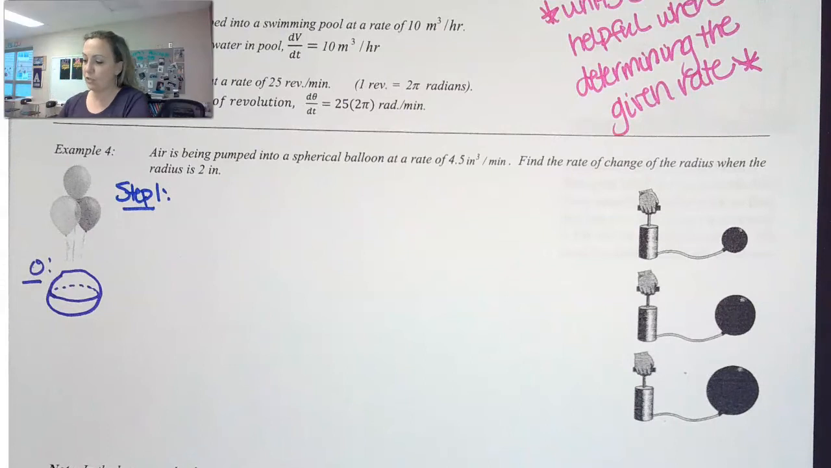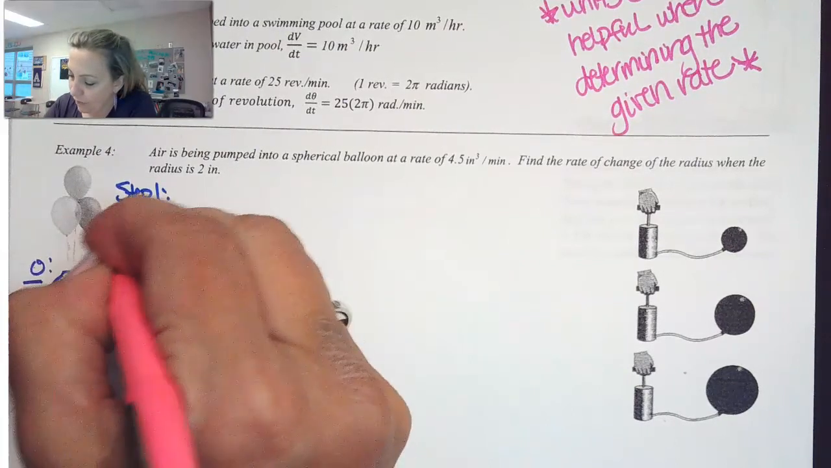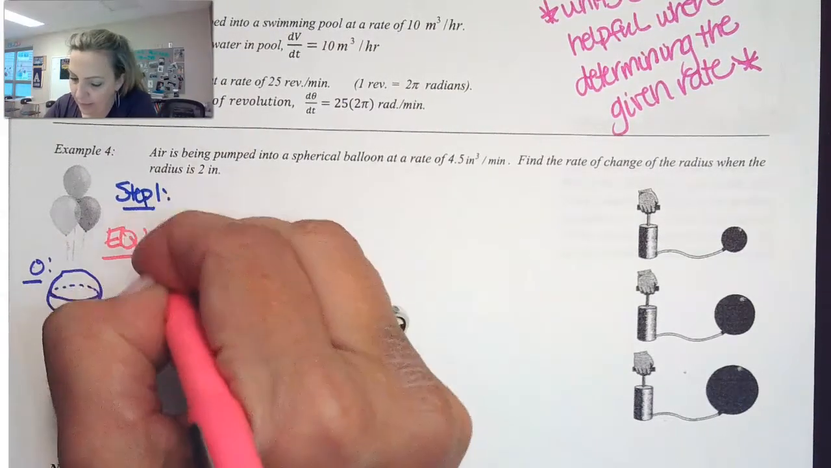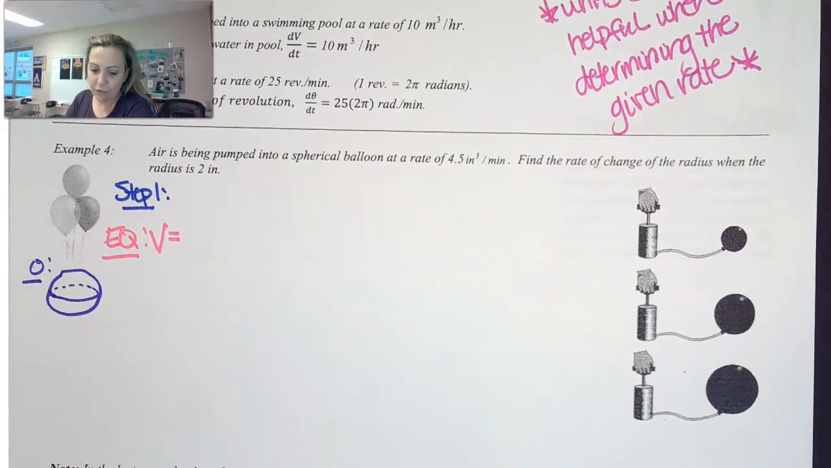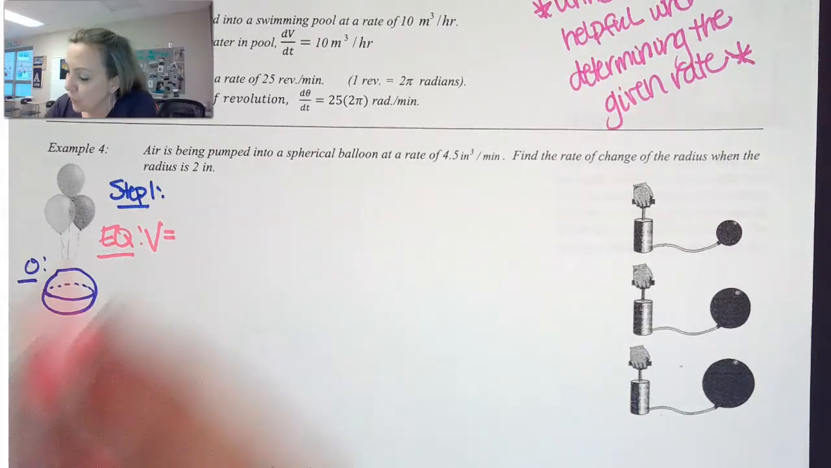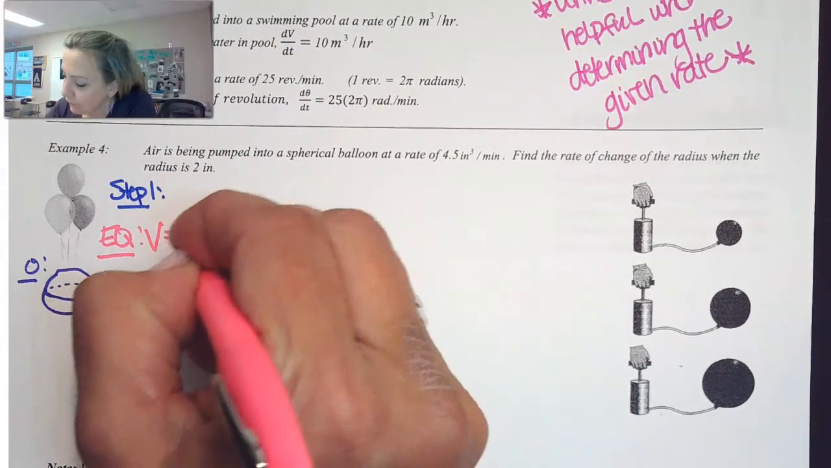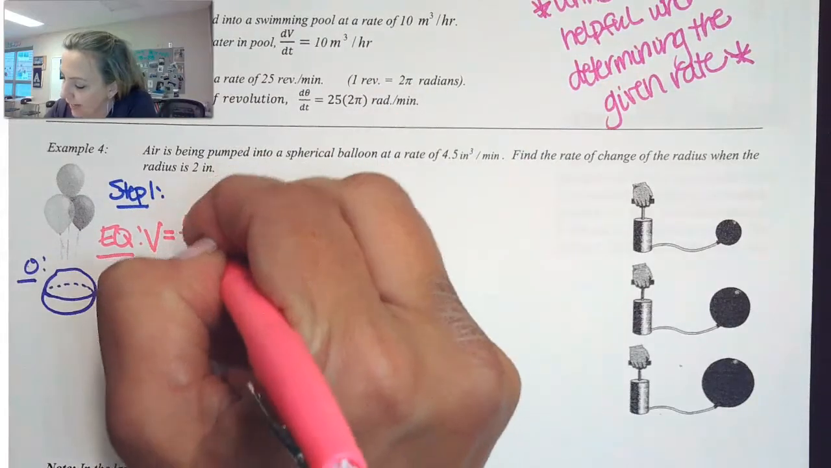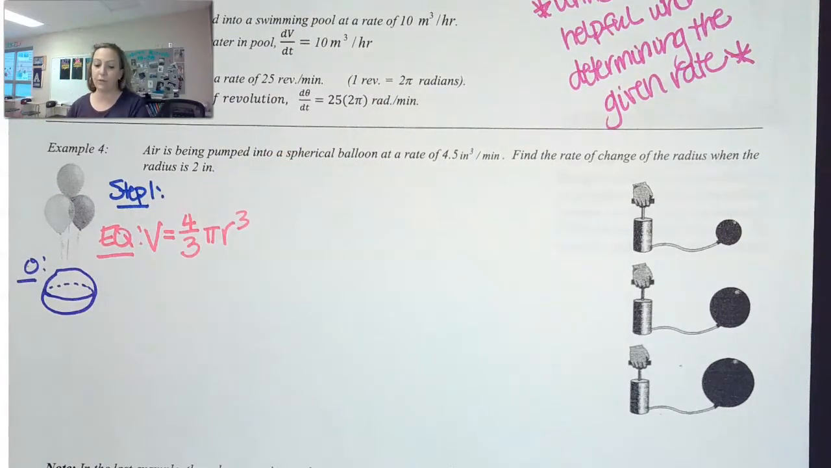So why don't we try that? Our equation is going to be the volume. And do you guys remember the volume of a sphere? No. So the volume of a sphere is 4/3 pi r cubed. That's how we find the equation for the volume of a sphere. Okay.